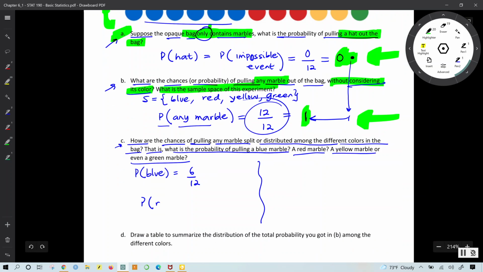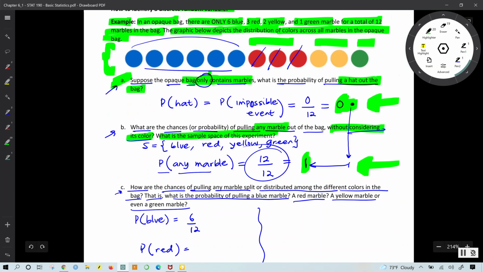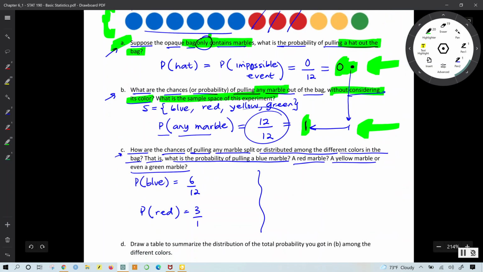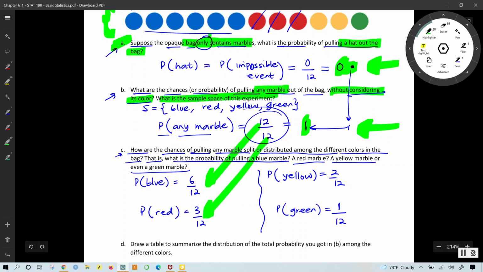What about the probability of pulling a red marble? This would be, I stand 1, 2, 3. 3 chances out of 12 of selecting a red marble. And by the same line of reasoning, probability of yellow will be 2 out of 12, and probability of green will be just 1 chance out of 12. So it stands to reason that I can see how my 12 out of 12 has been split among the different possible outcomes in the sample space, or distributed.